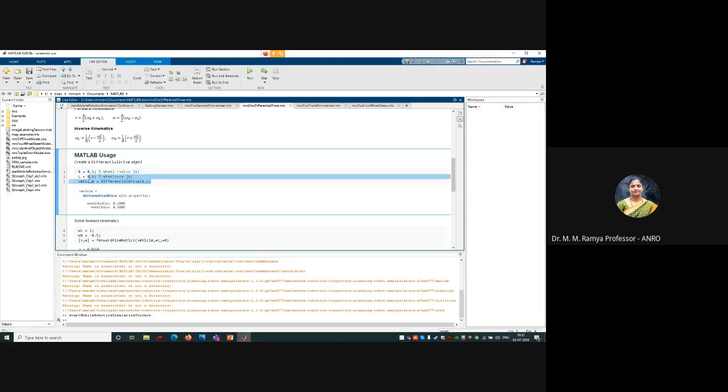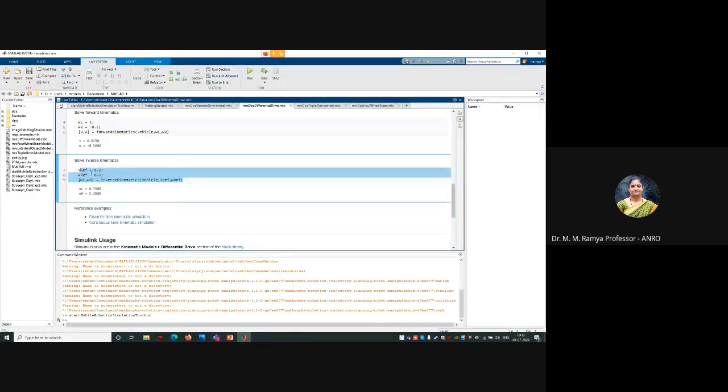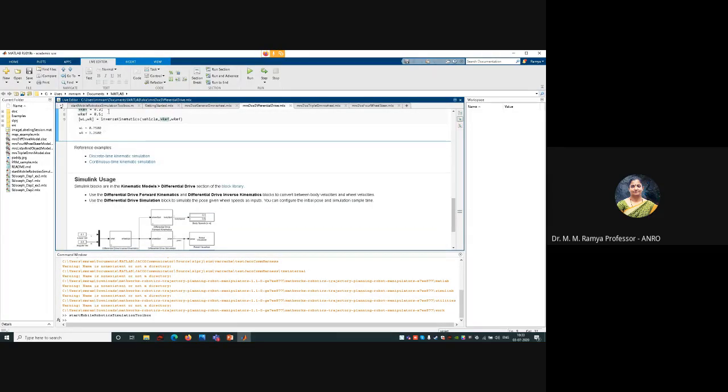Now I am calling for a differential drive. This is what you did yesterday. I am setting my forward kinematics in order to understand what the velocity and the angular velocity, V and omega, are going to be. These two are automatically calculated. Now we try to find the inverse kinematics. What is inverse kinematics? Whatever V and omega we have found there, we give those values to the inverse kinematics in order to find omega L and omega R, which are the angular velocities of your left wheel and the right wheel. We have already done this yesterday, so we are not going to do it today.